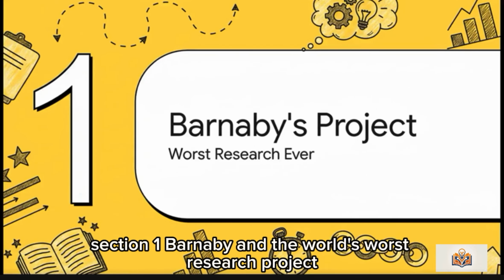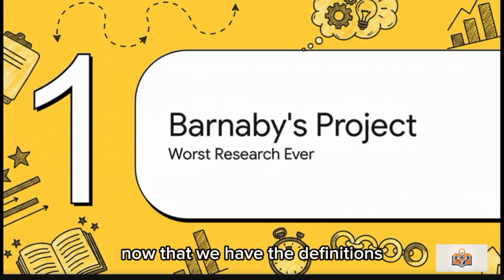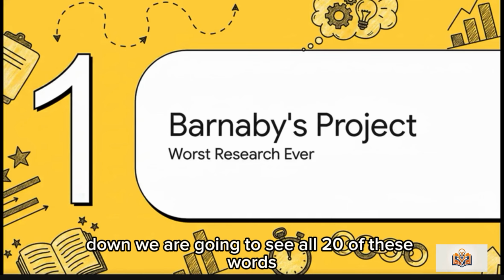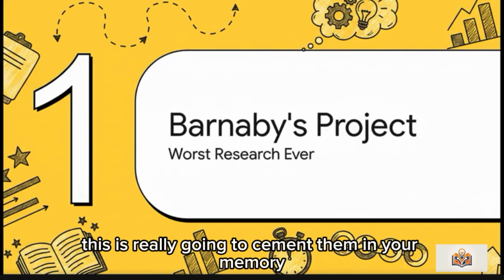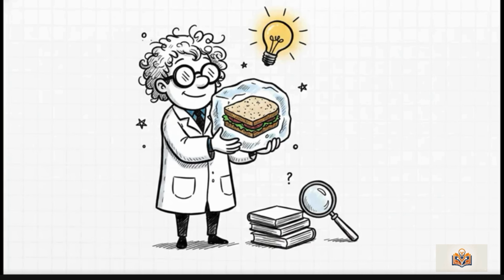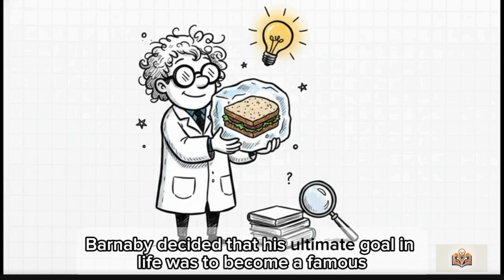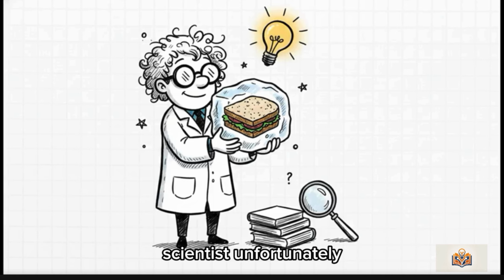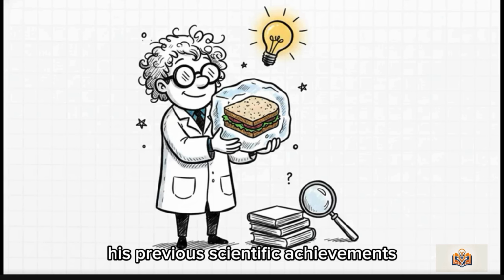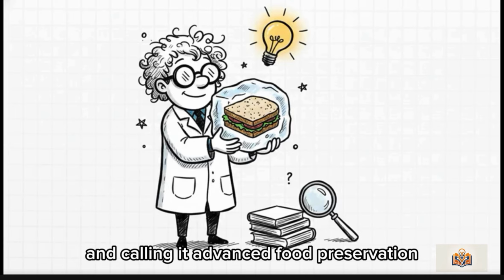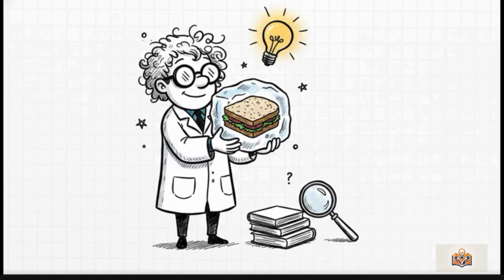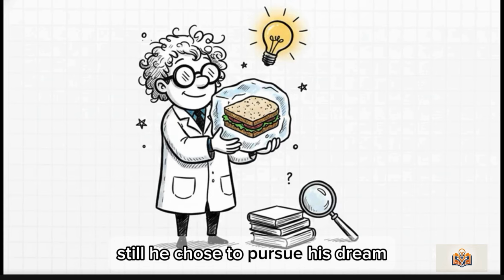Section 1. Barnaby and the World's Worst Research Project. Now that we have the definitions down, we are going to see all 20 of these words applied in a continuous story. This is really going to cement them in your memory. Barnaby decided that his ultimate goal in life was to become a famous scientist. Unfortunately, his previous scientific achievements included accidentally freezing a sandwich and calling it advanced food preservation. Still, he chose to pursue his dream.